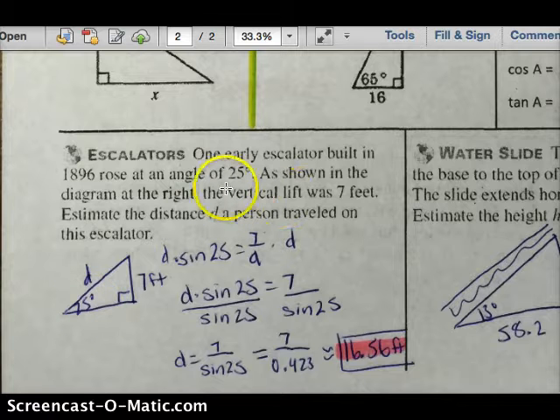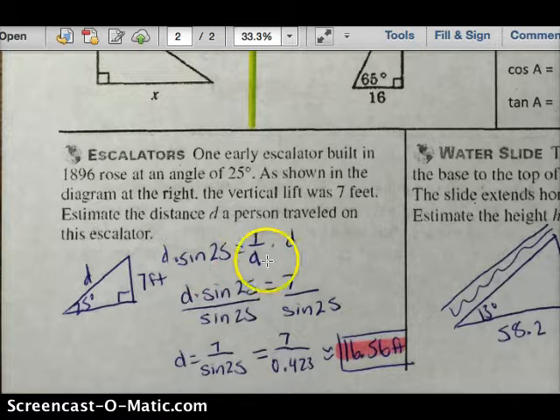Here it says the vertical lift was 7 feet. So vertical, in this case, would be this side. Estimate the distance a person traveled. Well, you're going kind of diagonally, and that is the hypotenuse. So you label it D. So this side is your opposite, and this one is your hypotenuse. Therefore, you use sine. Sine of 25 degrees is equal to 7 over D.